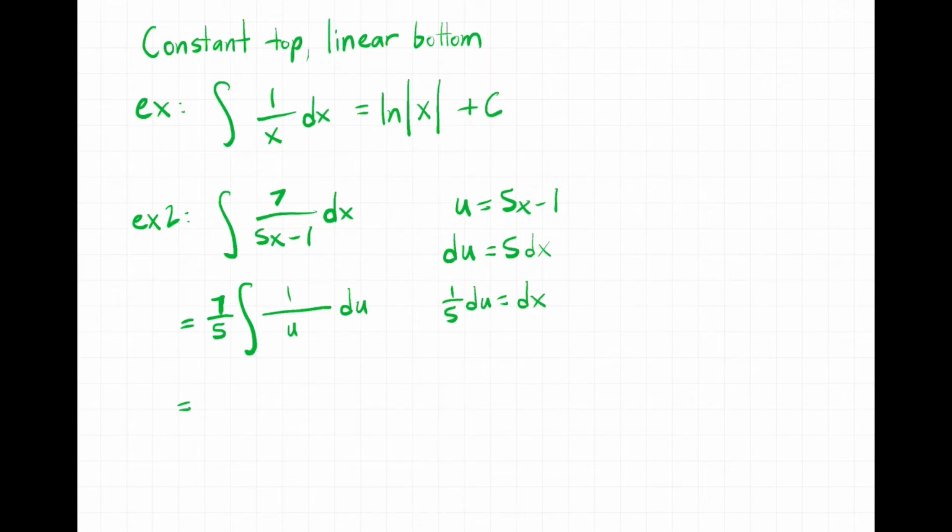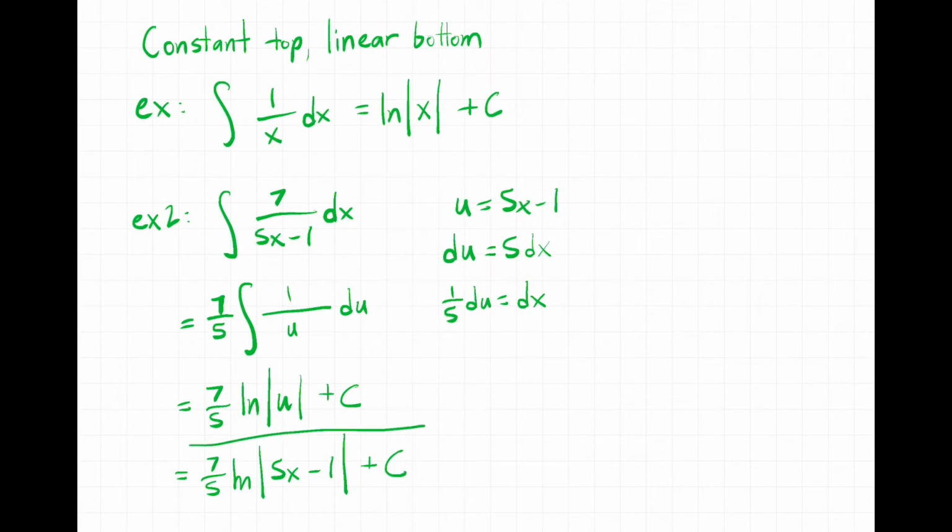And we end up with 7/5 times the natural log of the absolute value of u plus a constant. And we'll just fill our u back in. We have 7/5 natural log of the absolute value of 5x minus 1 plus a constant. That is our integral.